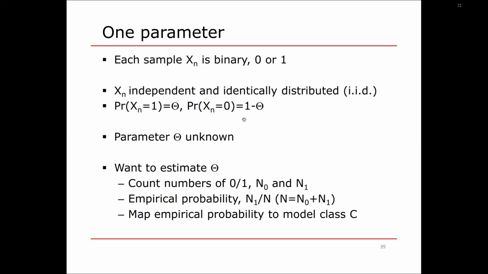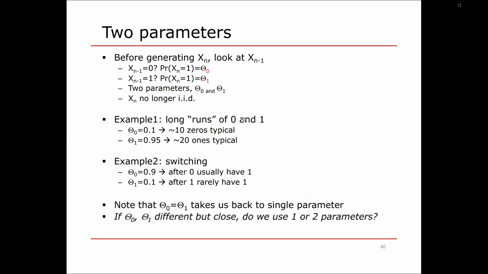Now that we have the empirical probability, we compare it to the model class. And specifically, in many cases, the model class will have quantization bins. We map the empirical probability to the nearest quantization bin. So that's a single parameter.